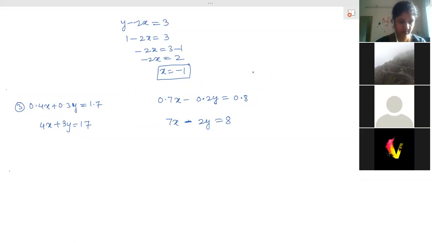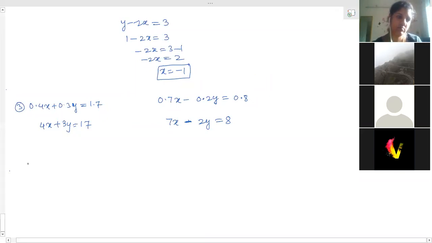Ma'am, x is 2 and y is 3. Yes, right. x is 2 and y is 3. Simplify this and solve.